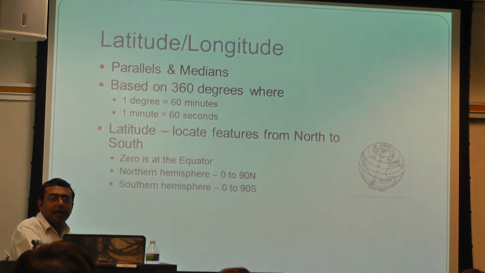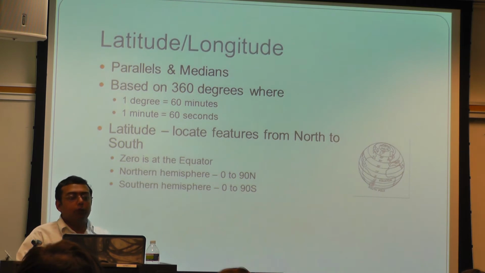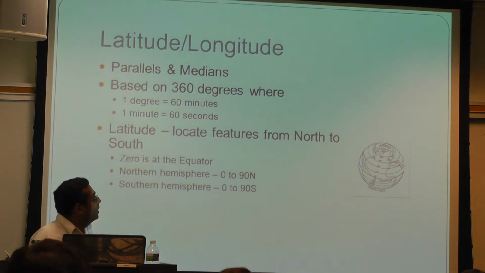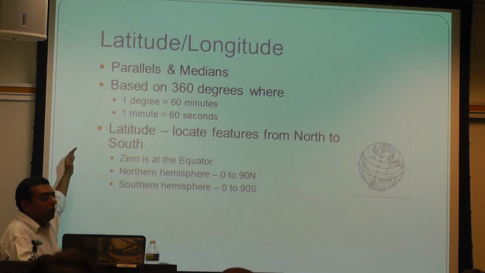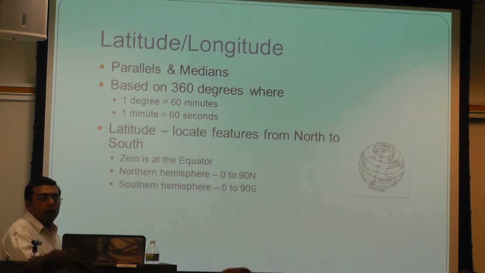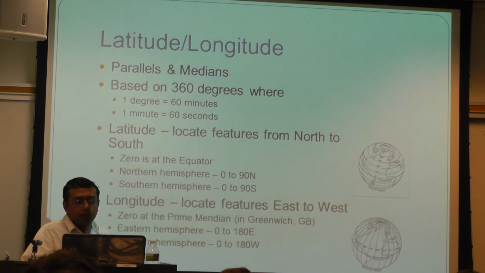So what is a latitude? It basically helps you find features between the north and the south pole. Where is the zero? The zero is at the equator. So everything above the equator will be 0 through 90 north. Everything below the equator will be 0 to 90 south.